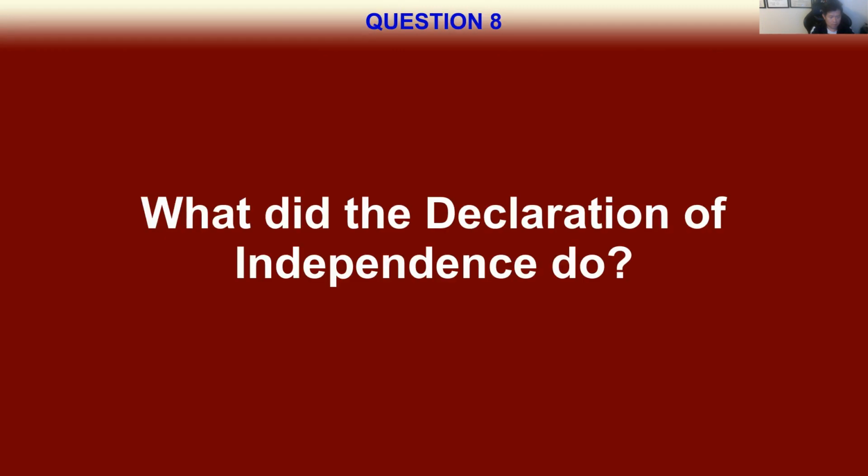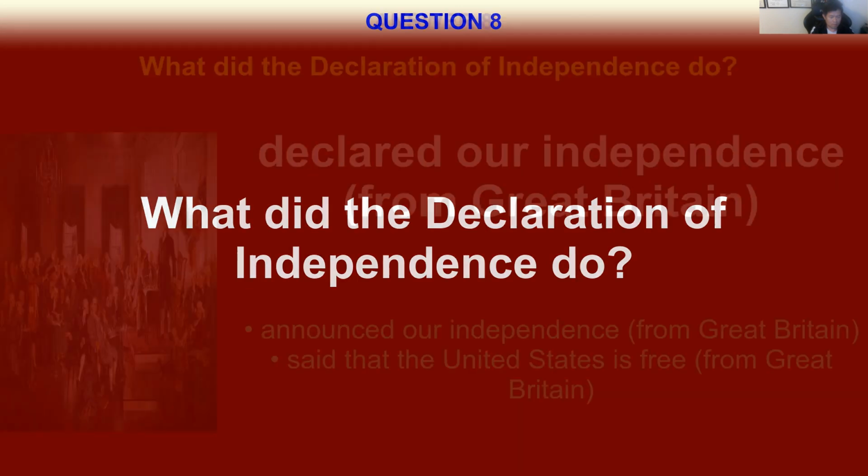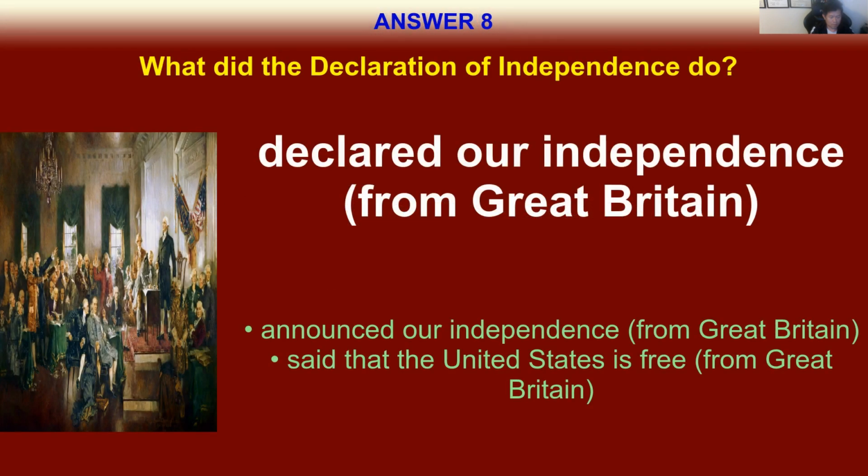What did the Declaration of Independence do? Declared our independence from Great Britain.